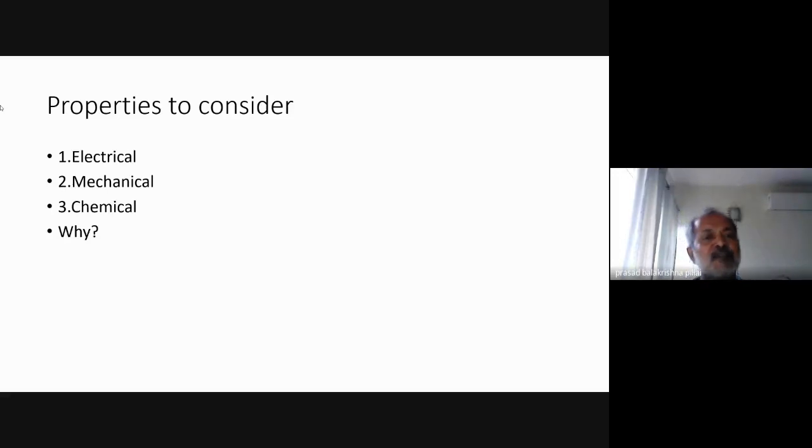So what I want to say is, when we talk of the properties, the anisotropic properties, we need to consider this aspect also, that electrical, mechanical and chemical properties in different directions are different. So that needs to be understood. When we are defining a parameter, we need to know which direction or which orientation we are talking of. So that's a very important thing.